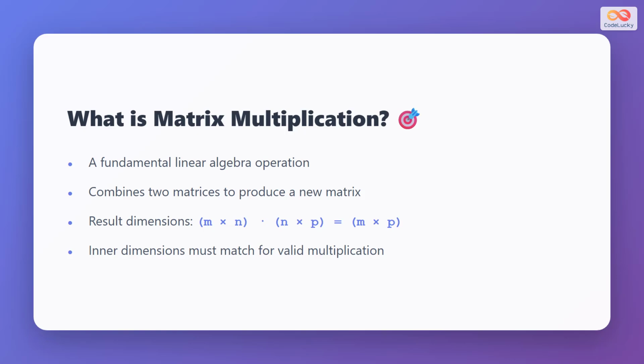Matrix multiplication is a fundamental linear algebra operation that combines two matrices to produce a new matrix. The key rule to remember is that the inner dimensions must match. When you multiply a matrix of size m by n with a matrix of size n by p, the result will be a matrix of size m by p. Notice how the inner dimension n must be the same in both matrices for the multiplication to be valid. This operation is not just simple element-wise multiplication, but a more complex calculation that we'll explore in detail.